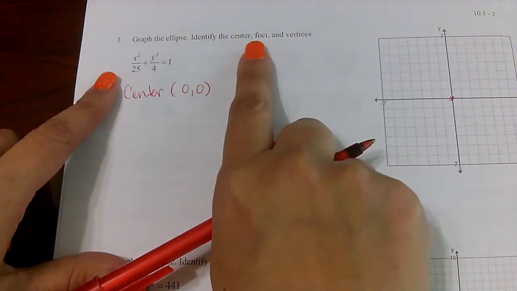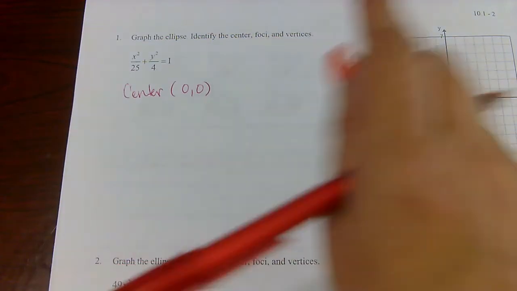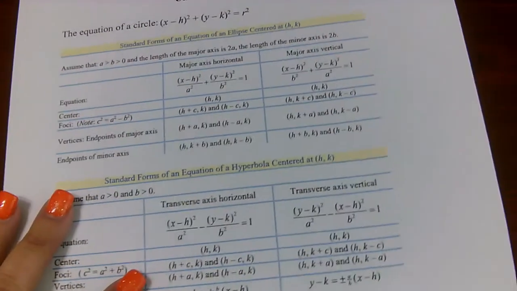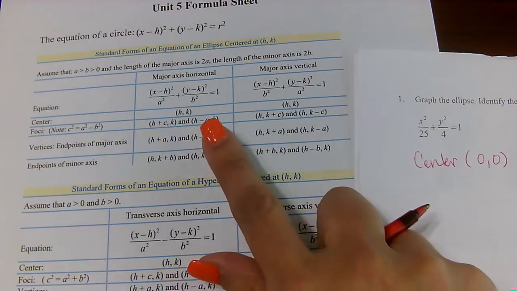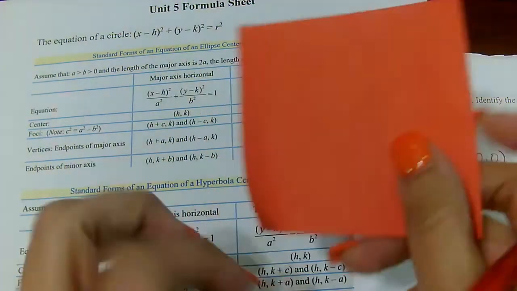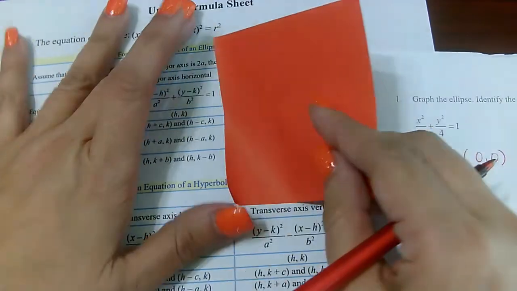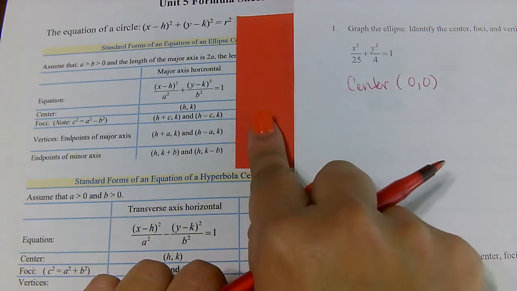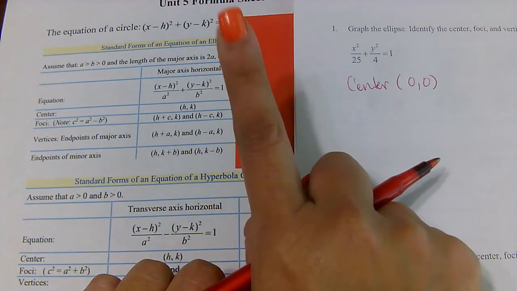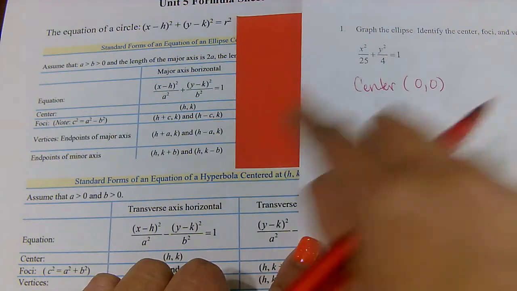Then it says to identify the foci and the vertices. Let's go ahead and look at our set of equations. Since we've already identified that we have a horizontal axis, we can go ahead and cover up the vertical axis equations. If you're taking the test in class, I will normally provide you with a sticky.